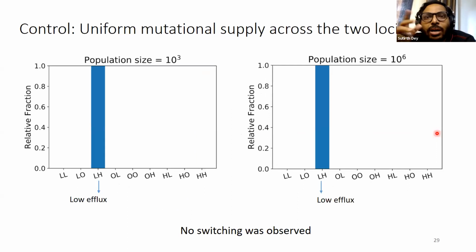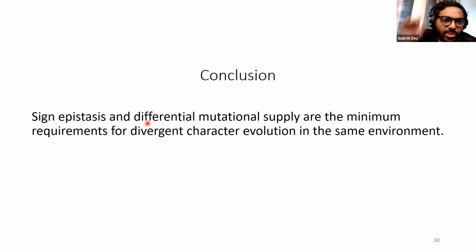You remove the differential mutation rate across the two loci, in whatever way you remove it, and we tried out multiple ways. We find that irrespective of population size, you end up going into one state or the other. So basically, this is one combination of mutation rates in which everybody evolved low efflux. There are other values of mutation rates for which everybody will evolve high efflux. So the conclusion from this was that sign epistasis and differential mutation supply, both together, are the minimum requirements for the kind of divergent character evolution that we saw, if it has to happen in the same environment. However, there was still a problem.